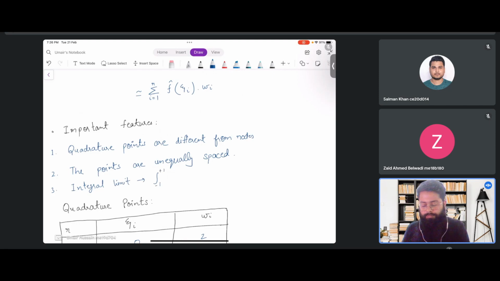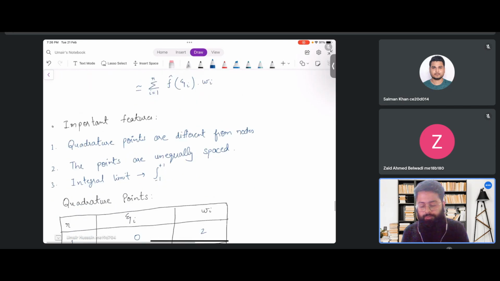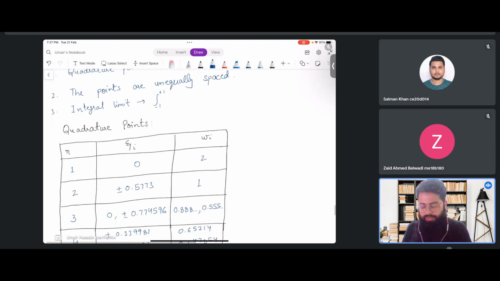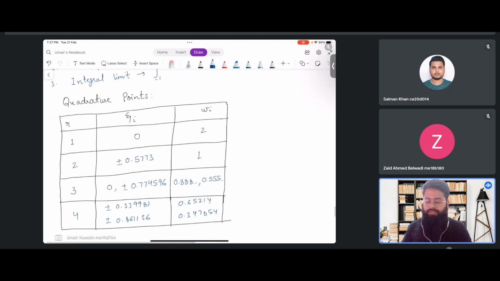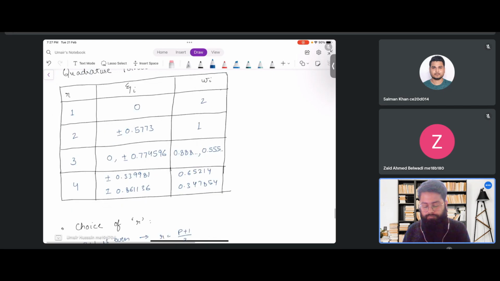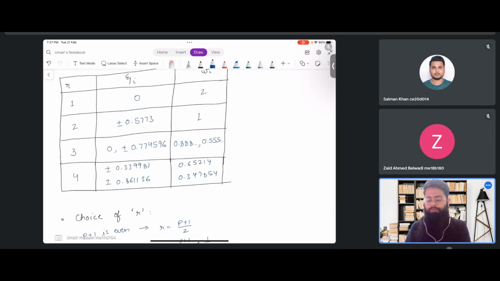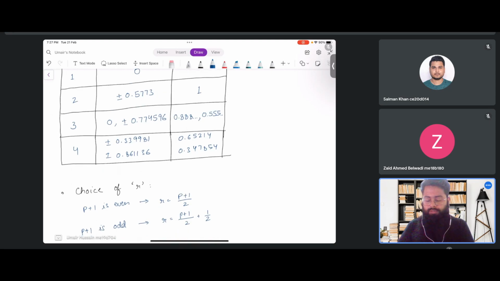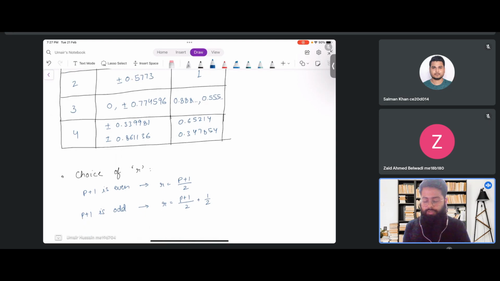So the quadrature points and these weights are derived in such a way to solve between this integral limit only. That's why we transform the coordinate system into a natural coordinate system. For different numbers of points, we have different point values and different weights. There's a relation derived for the choice of these points. We didn't study the derivation, but we'll quickly know what it is.